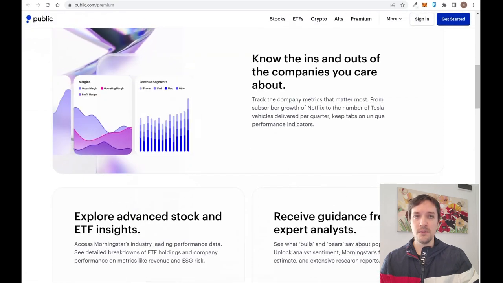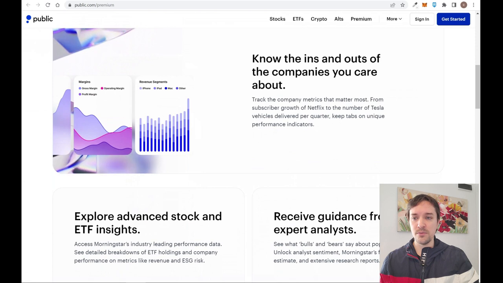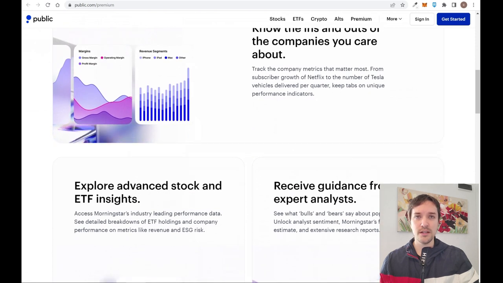You can understand basic metrics such as gross margin, operating margin, and profit margin, to understand a bit more about the fundamentals of the stock that you are trying to invest in.